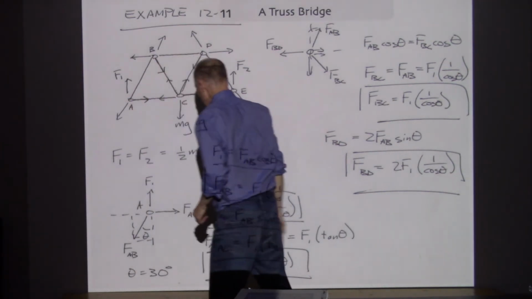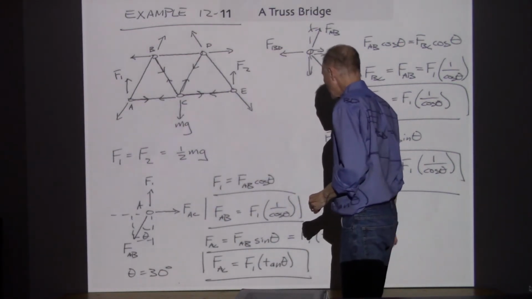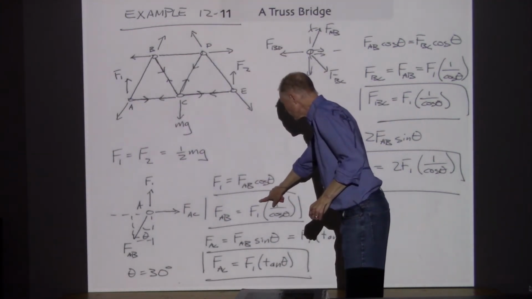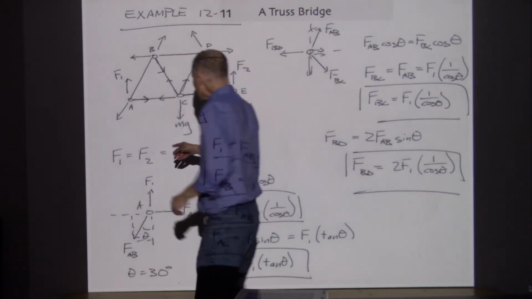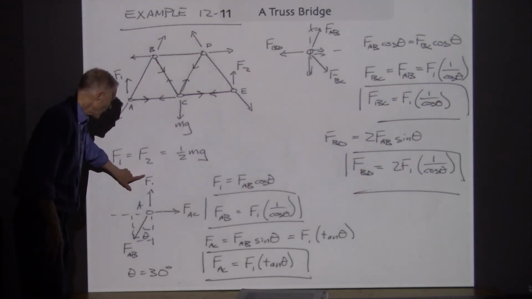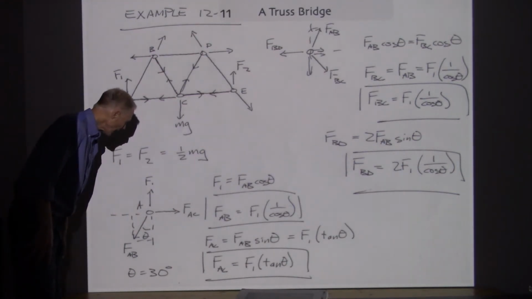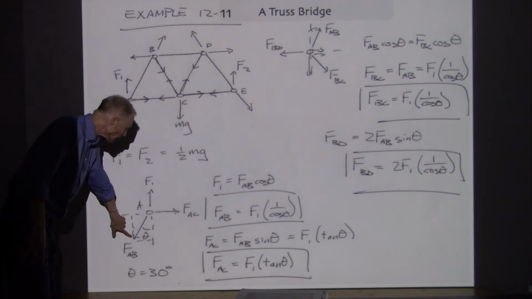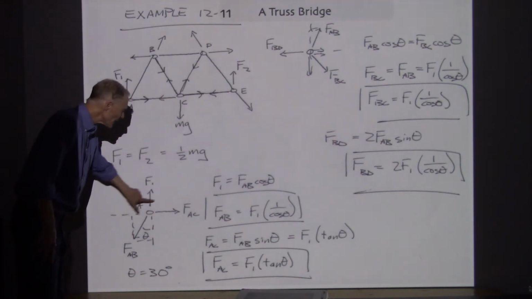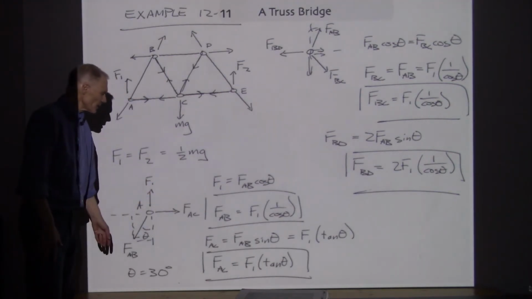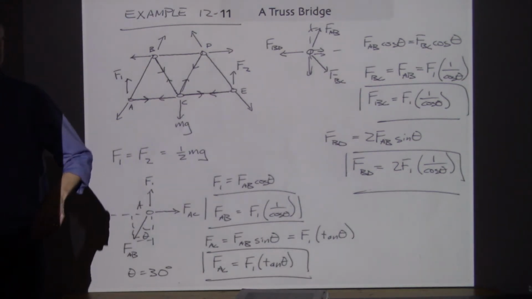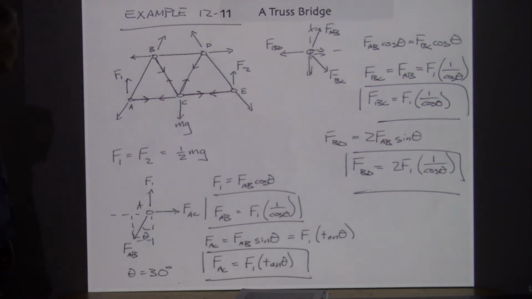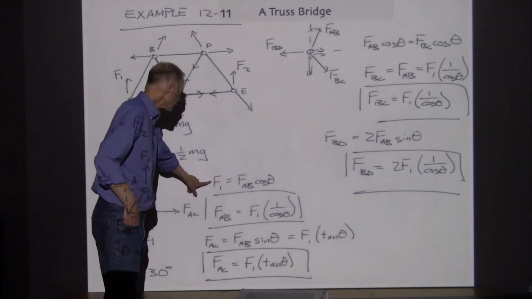So AB's force is now known from that force diagram. It's equal to F1 times 1 over the cosine of theta. Since I knew F1 and I knew the angle, I could determine what FAB was. Once I know FAB, I know the horizontal component has to match force AC, so that's what we've written down below. So now we've got all of the forces at point A in terms of force 1.